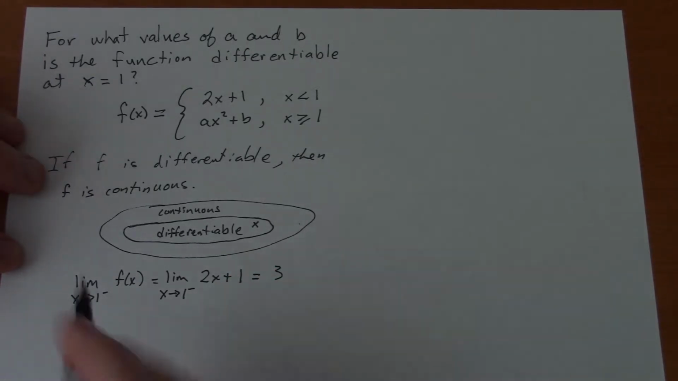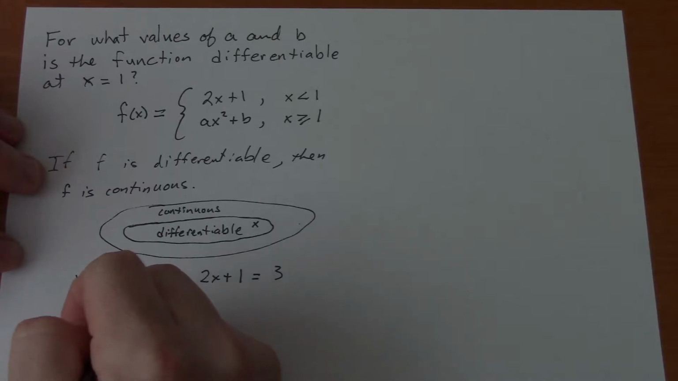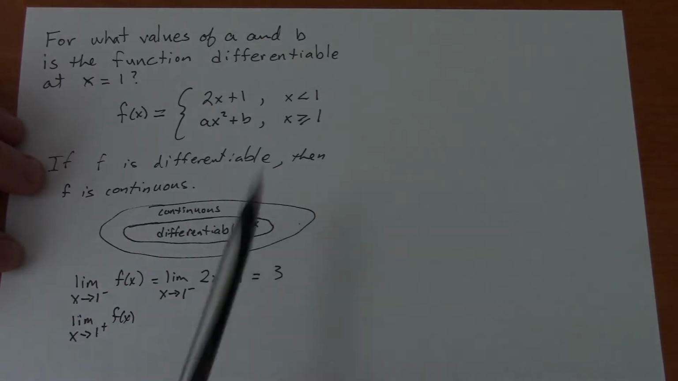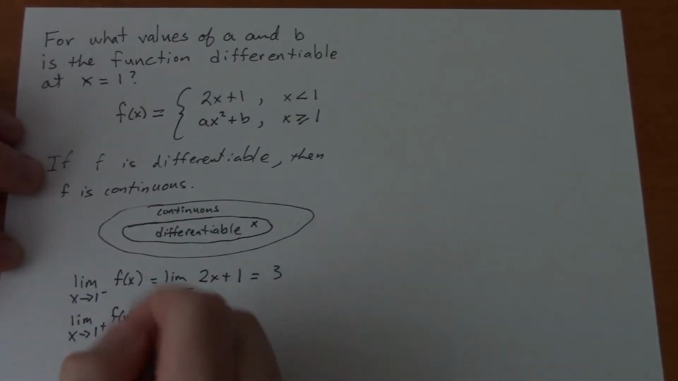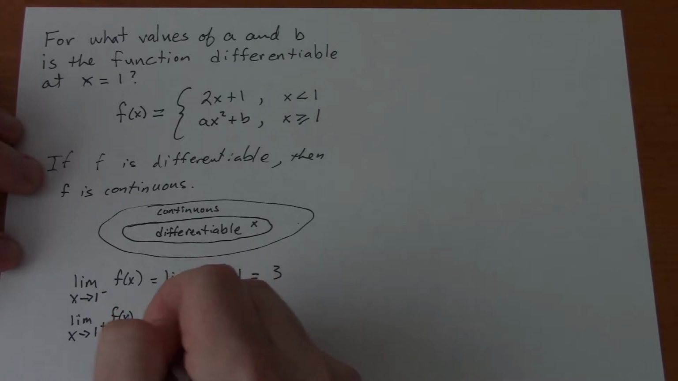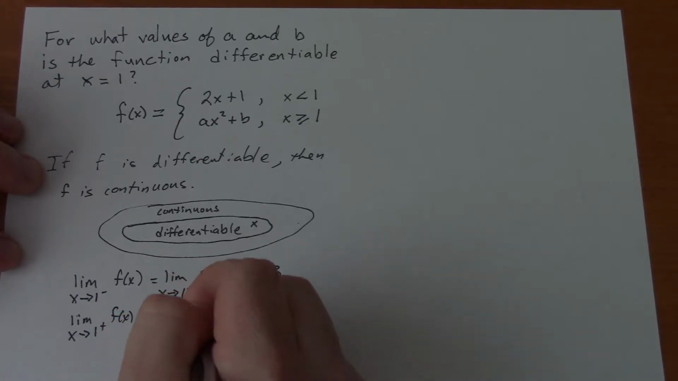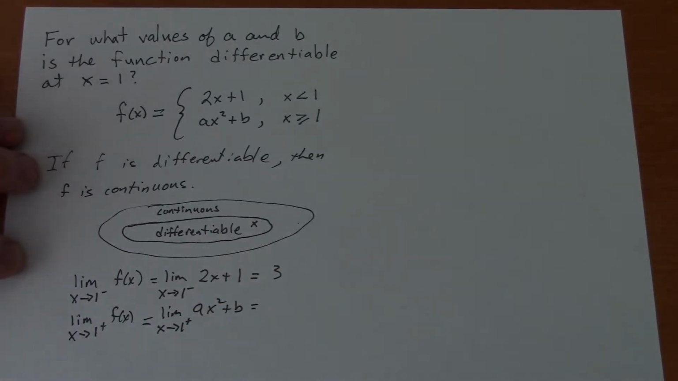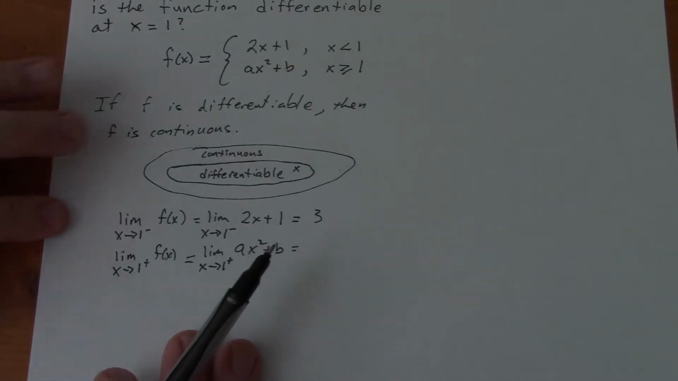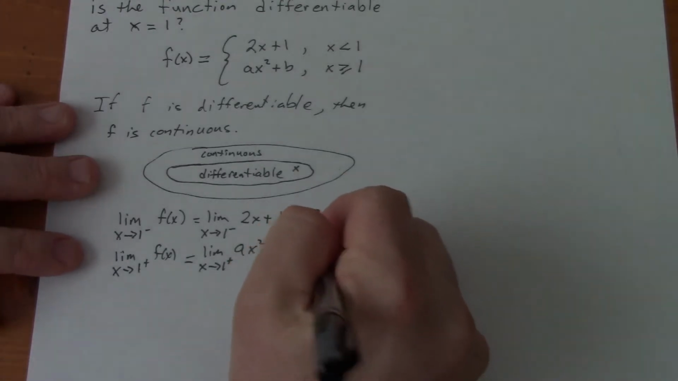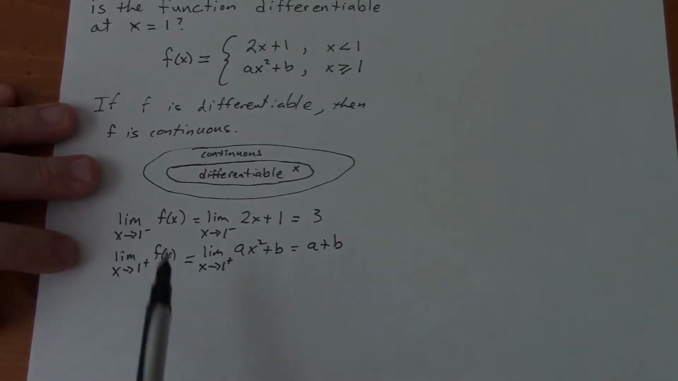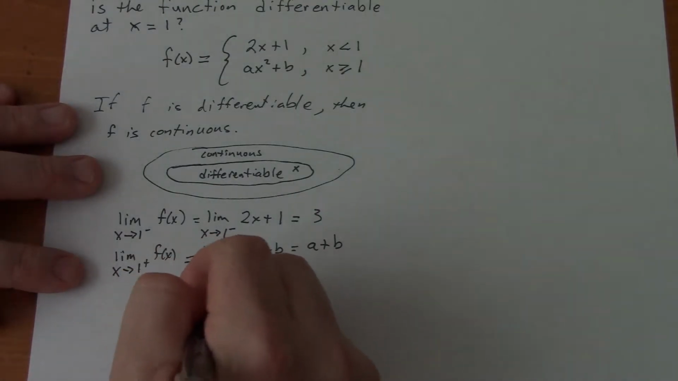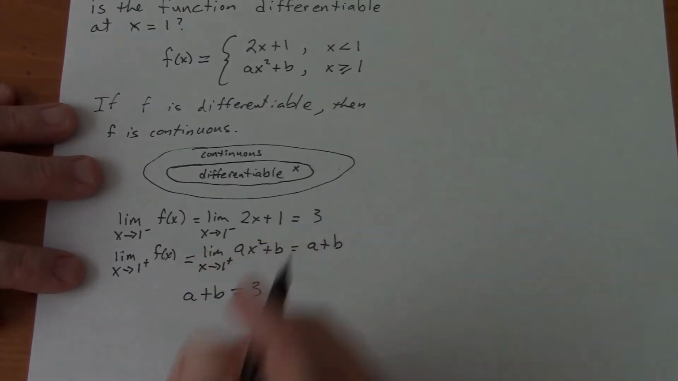And consequently, we take the right-sided limit of f of x, and on the right side we're dealing with ax squared plus b. So that's the limit as x approaches 1 from the right of ax squared plus b. And when we plug 1 into that, what do we get? We get a plus b. And if this function is going to be continuous, the left-hand limit and the right-hand limit have to be equal, so that means we have the condition that a plus b has to equal 3.